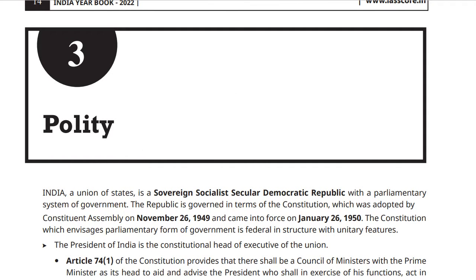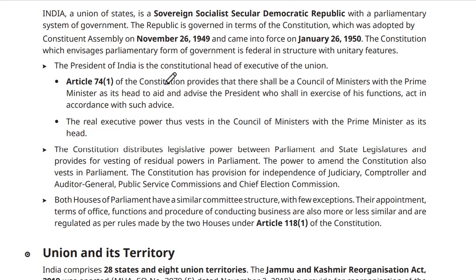Polity. India is a Union of States, a sovereign, socialist, secular, democratic republic with a parliamentary system of government. The republic is governed in terms of the Constitution, which was adopted by the Constituent Assembly on November 26, 1949, and came into force on January 26, 1950. The Constitution, which envisages a parliamentary form of government, is federal in structure with unitary features.